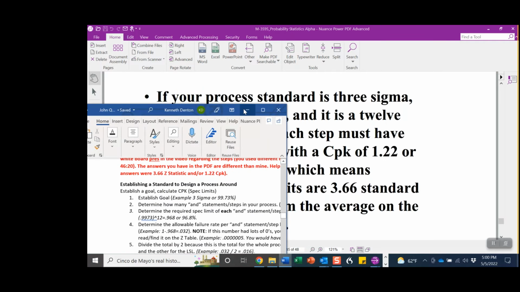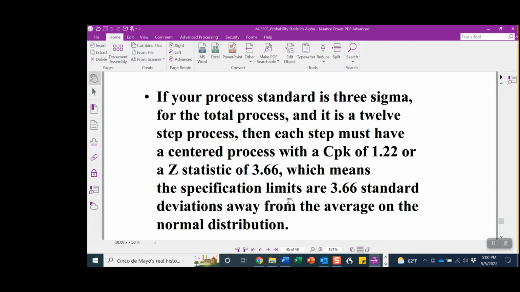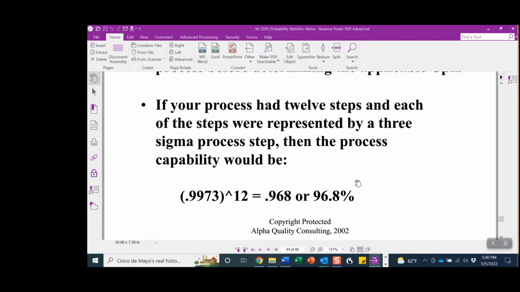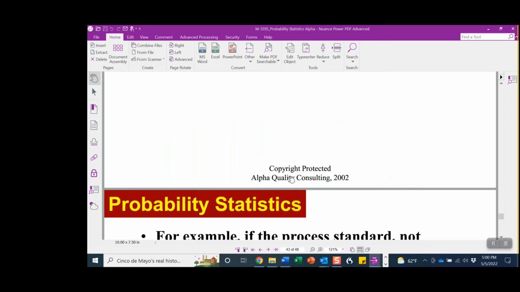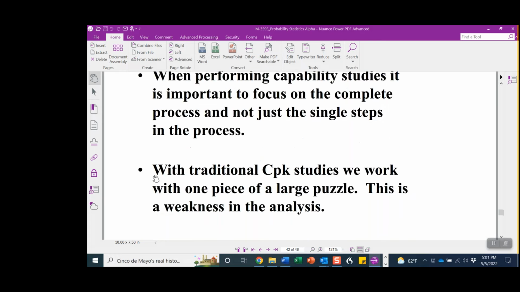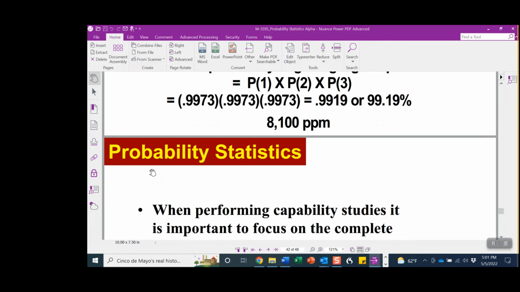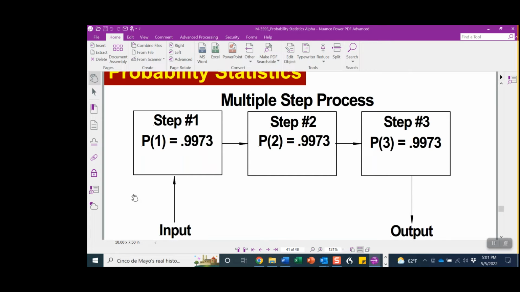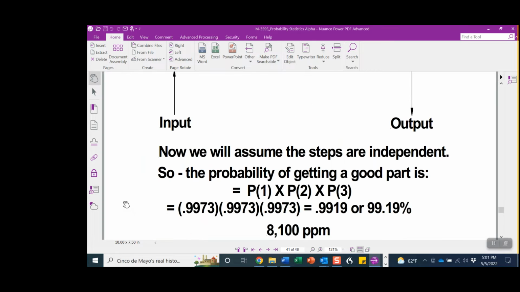I don't know. You'd have to go back. I'd have to read through it and look at it. So go back to the very beginning of this problem. Go one slide at a time. Okay, keep going. Right there. So we have step 1, step 2, and step 3, and they're all at 3 sigmas, 0.9973. Correct? Yes, sir. Now scroll down, let's read about it.